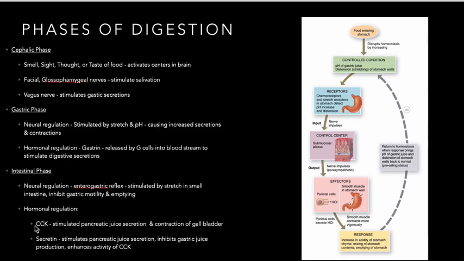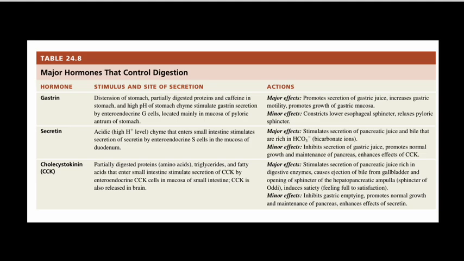So secretin is going to back up CCK. It's going to enhance CCK's activity and increase pancreatic juice and bile secretion, as well as inhibiting that gastric juice production so we don't have that super low pH. And again, here's our negative feedback loop that is showing you how this works. All right, and here's a summary table of those hormones that control digestion. Again, gastrin, secretin, and CCK. You definitely want to know what these do, what cells release them, and where they affect. All right, that is everything for the digestive system.